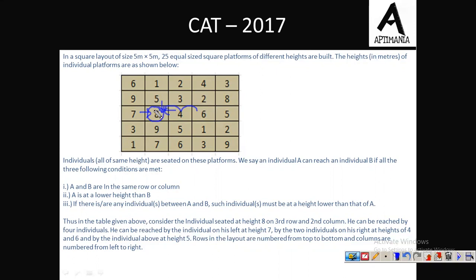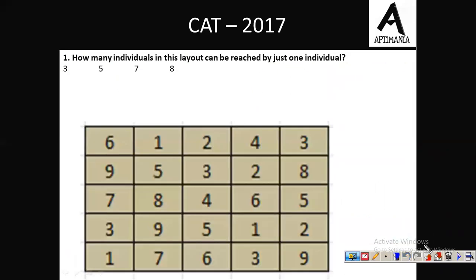Fine. Now rows in the layout are numbered from top to bottom and columns are, so these are basically rows and these are columns. This you already know. Fine. So let us move to the first question of this set. Okay, how many individuals in this layout can be reached by just one individual? So before doing this question, let us do one thing. Let us solve this whole set and write down numbers, which individual can be reached by which individuals.